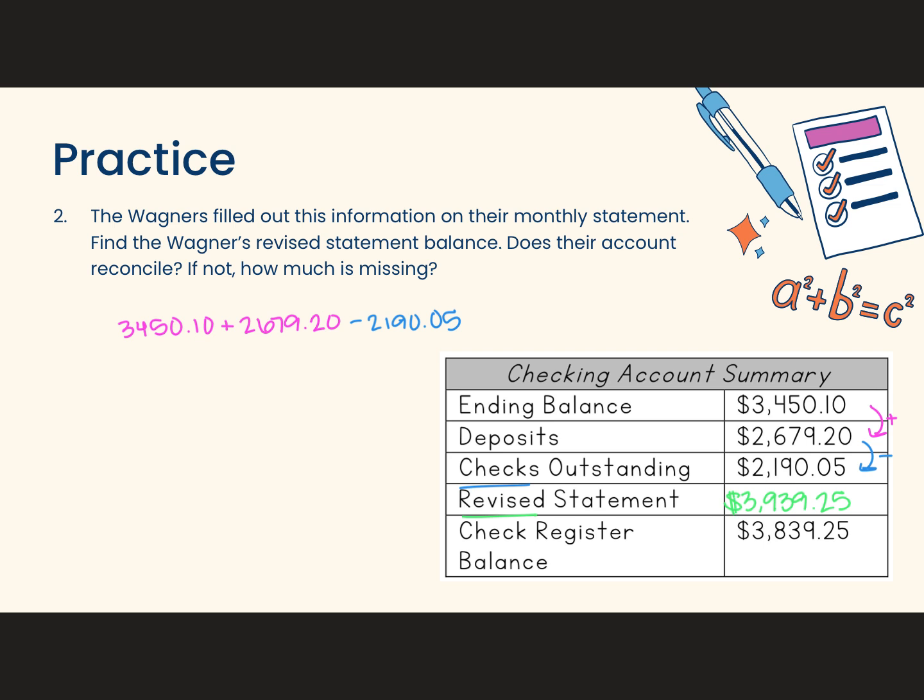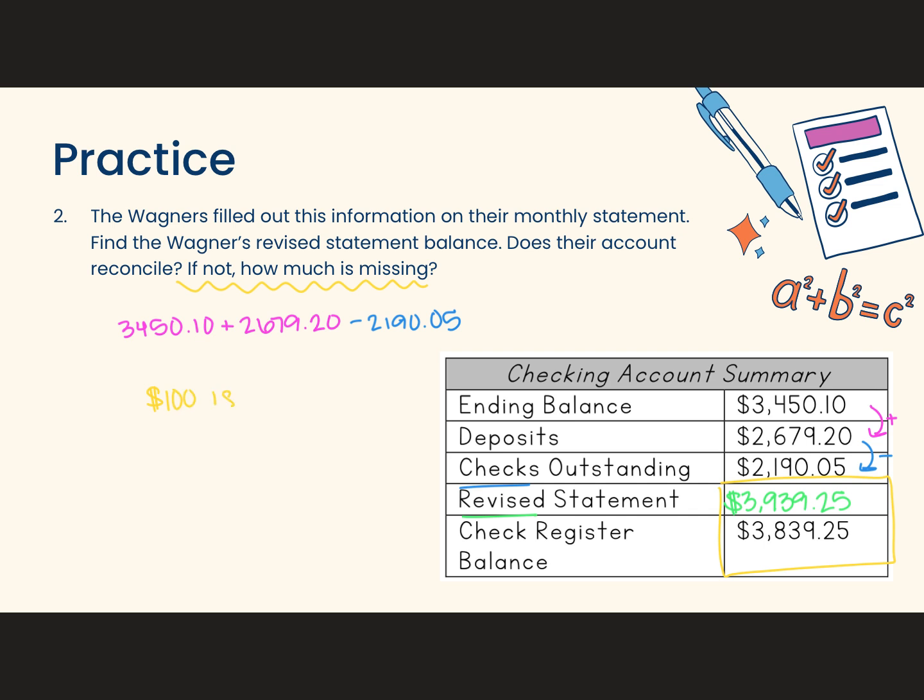Now let's take a look at these real quick. So I want to look at our revised statement and our check register balance. So our revised statement says that we should have $100 more than that check register balance. So this is not measuring out, it's not equaling out. So we know that there's about $100 missing somewhere. So here it says, if not, how much is missing? That's going to be $100.